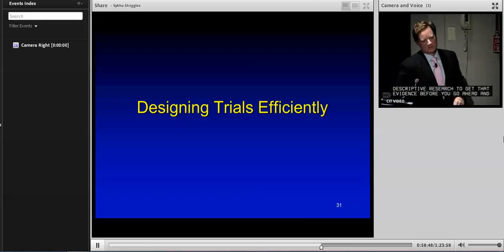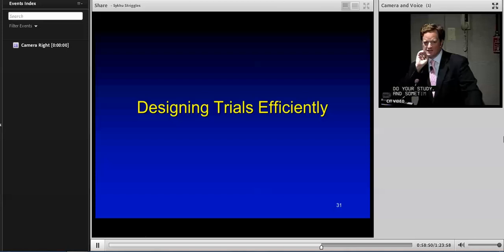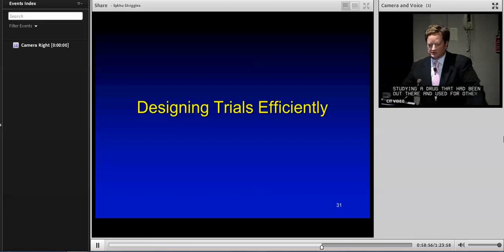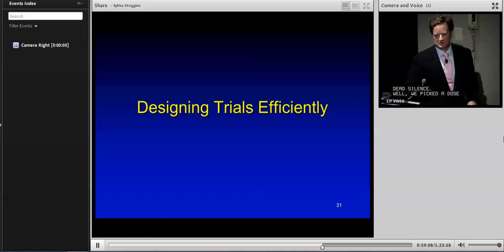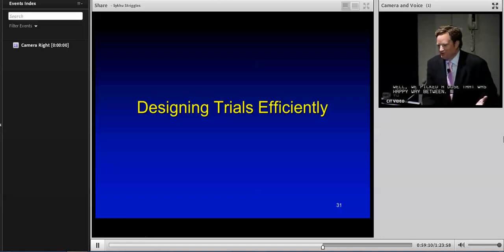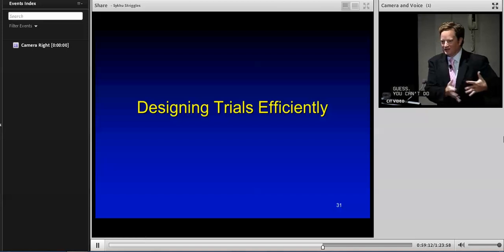And sometimes it's as simple as, I remember I reviewed one study that was studying a drug that had been actually out there and used for some other things. And I asked one simple question to the scientific review board. Where'd you come up with the dose for this study, since this is a completely new use? Dead silence. Well, we kind of picked a dose that was halfway in between the other 2 uses. That's not evidence. That's a guess, right? So you can't do that to people. You actually got to have some idea of which doses.